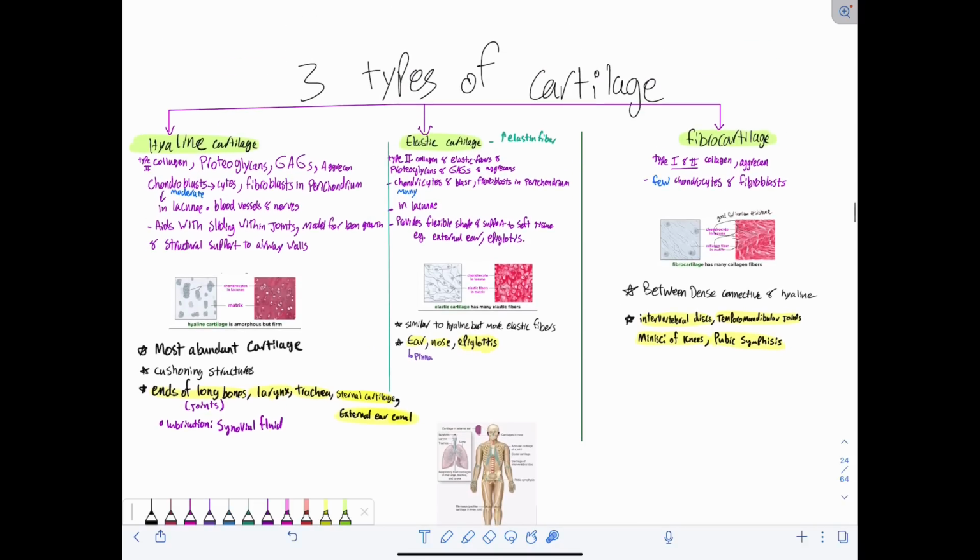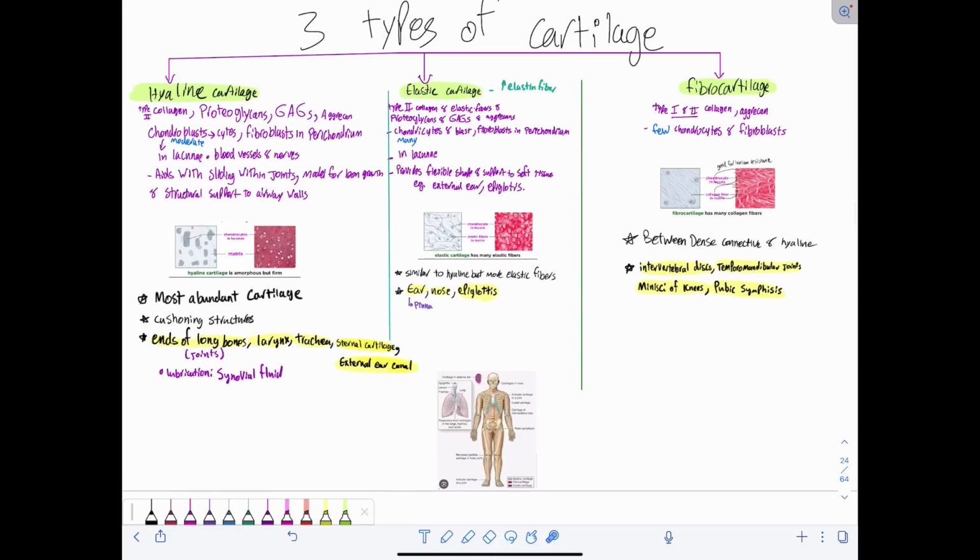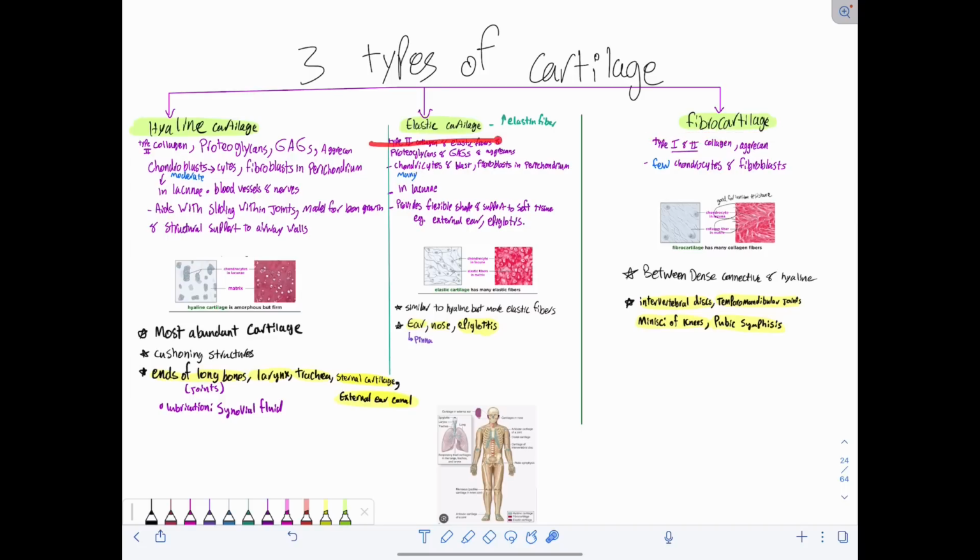So hyaline cartilage is somewhere in the middle. Here's how you should think about it. Fiber cartilage, super tough. Elastic cartilage, super soft, as far as cartilages go, right? And then hyaline cartilage is sort of in the middle, okay? Now, we're talking about elastic cartilage, and pay attention to something else.